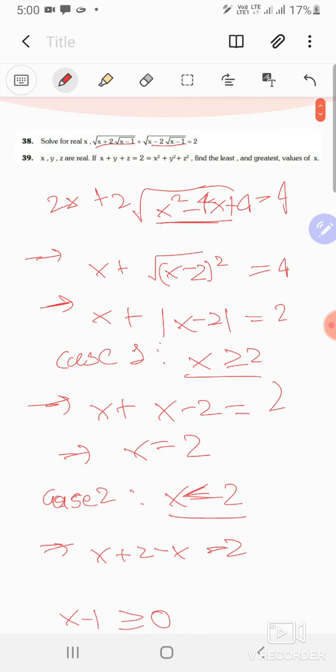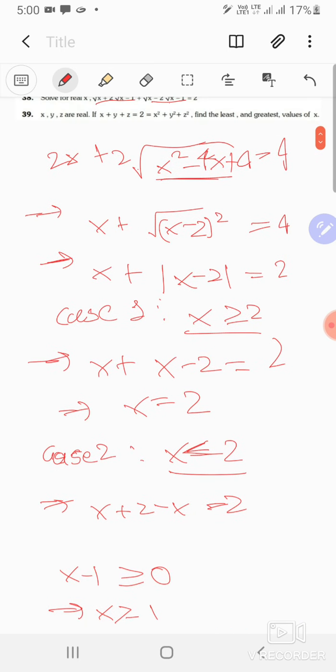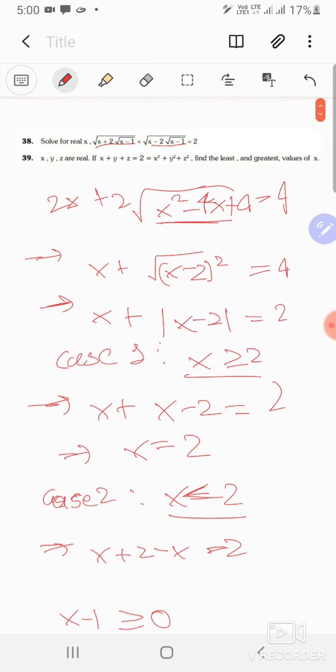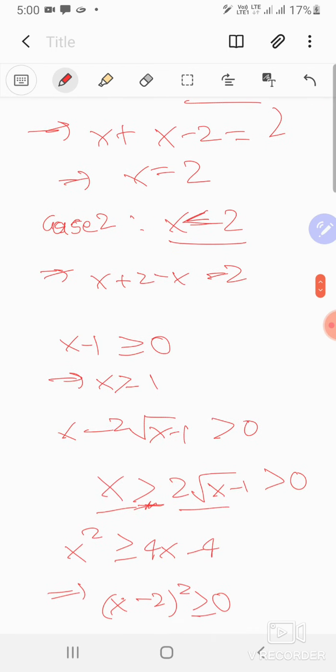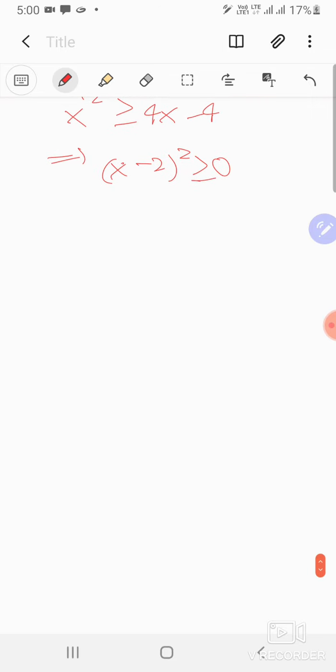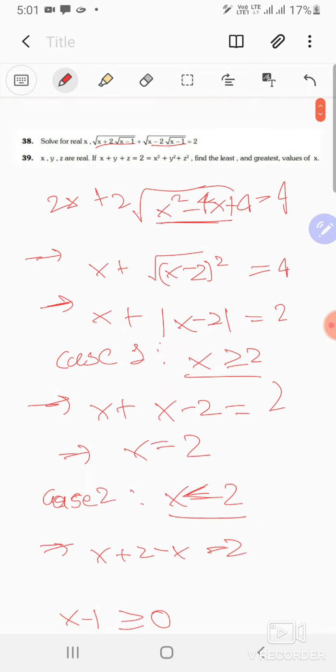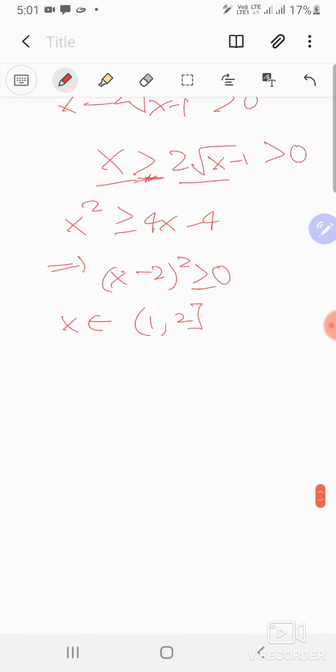So x is bigger than 1 and it's less than or equal to 2, I should say. Anything else? This is supposed to be positive. Everything is sorted, it should work. So the final solution is in fact x belongs to greater than 1, and it goes all the way till 2, right? It's less than or equal to 2. So that's the solution. Let's check if it works or if it doesn't work.